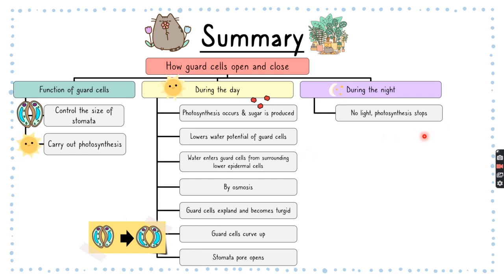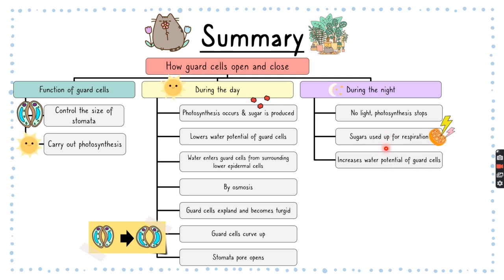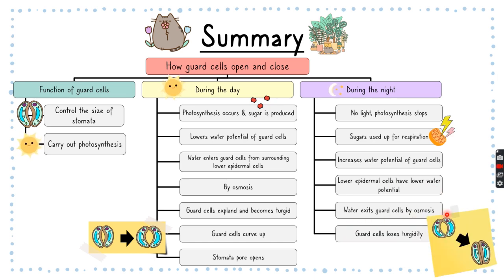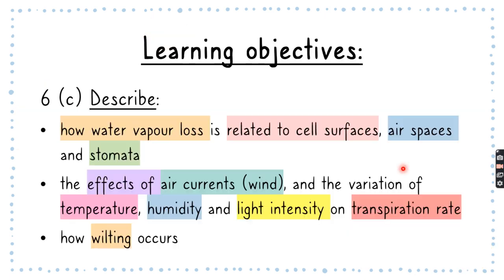However, during nighttime, there is no light, so photosynthesis stops, and this is when sugars are mainly used up for respiration. So when you have less sugar in the cytoplasm and the vacuole, this increases the water potential of the guard cells. So as water potential increases and the lower epidermal cells would have lower water potential, water will then exit guard cells by osmosis. Guard cells will then lose their turgidity because they lose water, and hence, at the end, that is how the stomata pore closes. Alright, so finally we're getting into our learning objective.